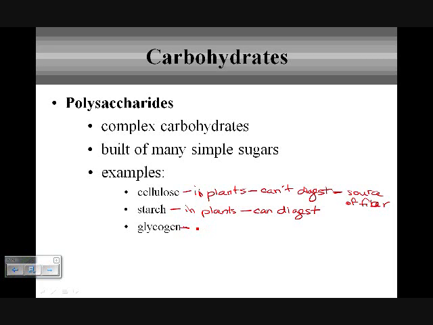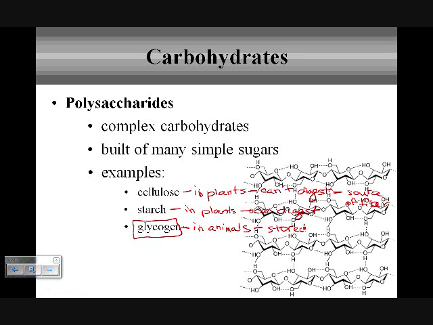Glycogen is a polysaccharide that we find in animals, and it's a stored polysaccharide in animals. It's kind of like those extra sugars, those extra carbs, get stored as this glycogen molecule. Sometimes people talk about sugars being converted into fats, and that's not actually the case. What actually happens is those sugars get stored in this glycogen form. Here's a picture of that polysaccharide. You can see our many sugars bonded together.